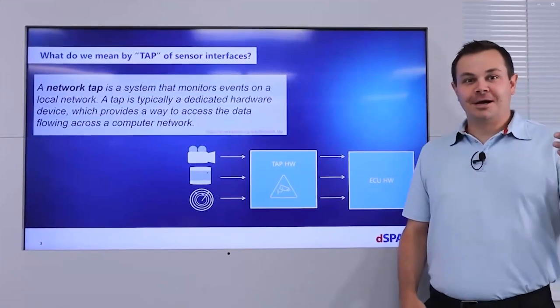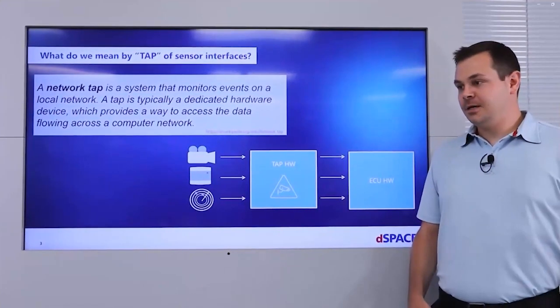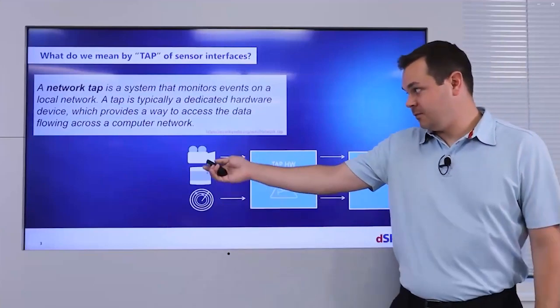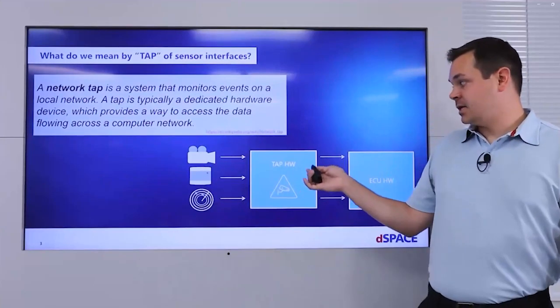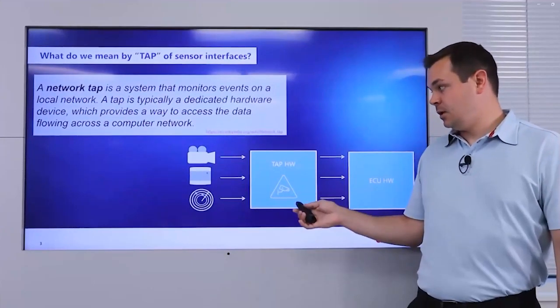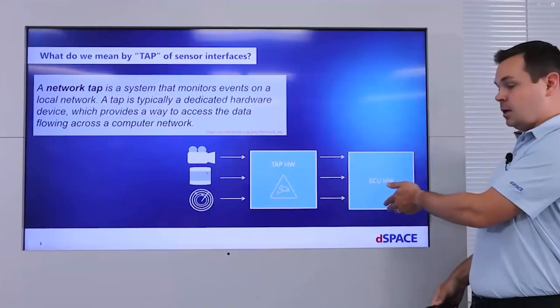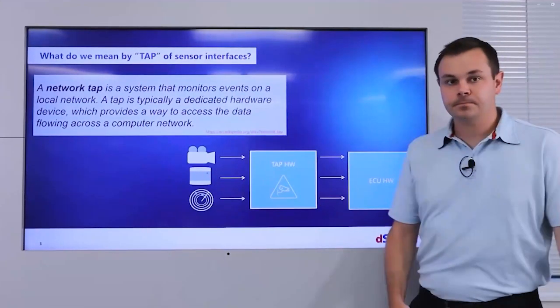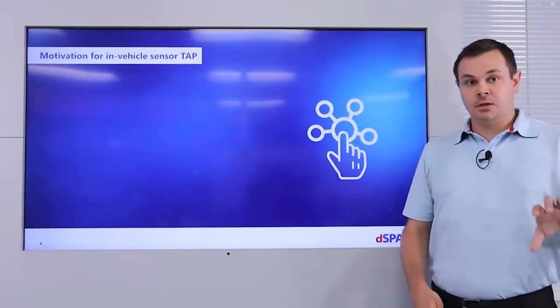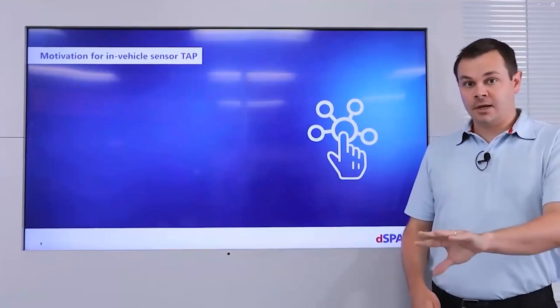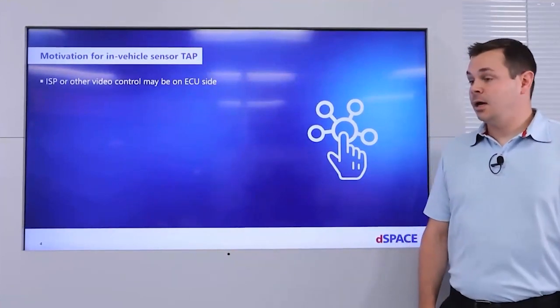And so the different sensors that are going to be connected are the same. You have your camera, radar, and LiDAR. This tap hardware is going to sit in between those sensors and your ECU hardware. Why would we want to do tap? Why will we want to sit some device between our sensors and our processing system?